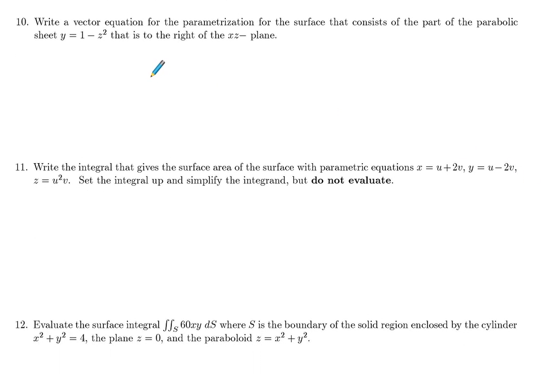All right, almost there. We want a vector equation for parameterizing the surface, which is the part of the parabolic sheet y equals 1 minus z squared to the right of the xz plane. All right, so let's try and sketch here. So here's the z-axis, x-axis, y-axis.